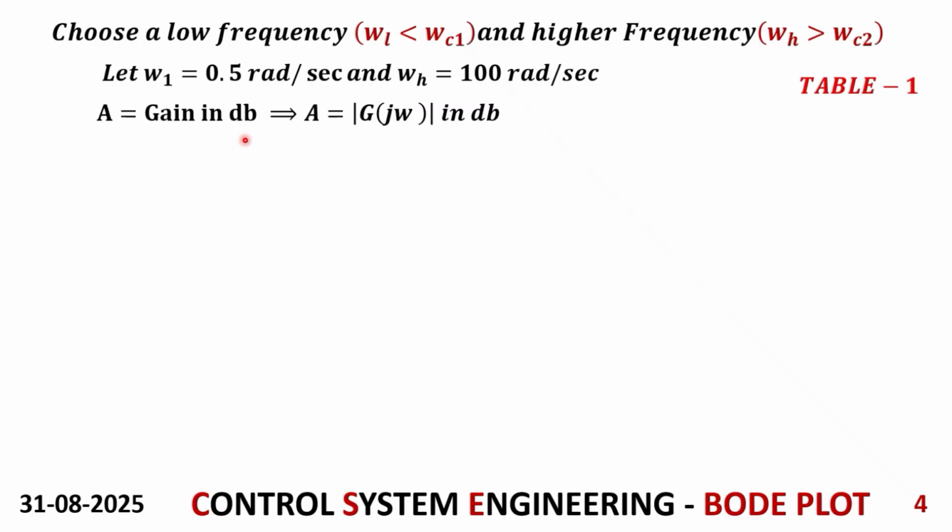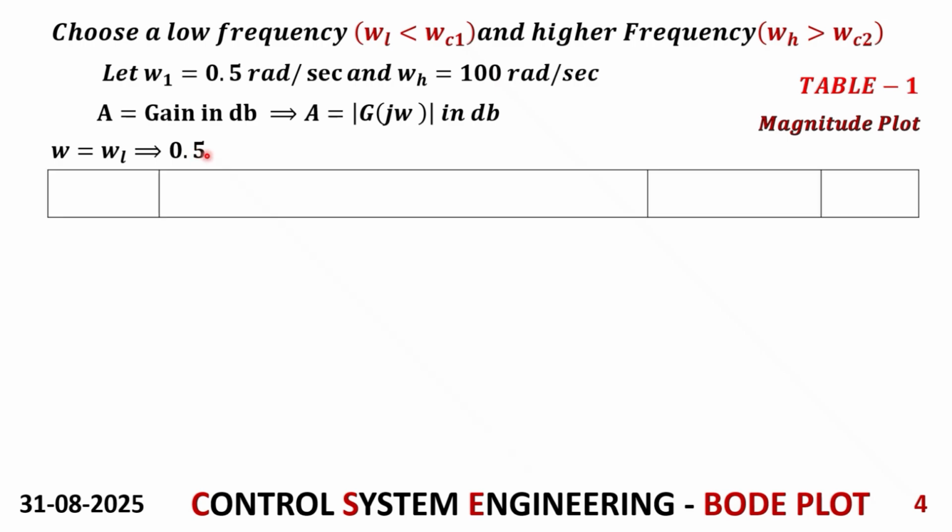So gain in dB is given by A = magnitude of G(jω) in dB. Table 1 is nothing but the magnitude plot here. So ω = ωL, we are taking it as 0.5 radian per second. We'll see how to calculate the gain in dB for the chosen corner frequency values.